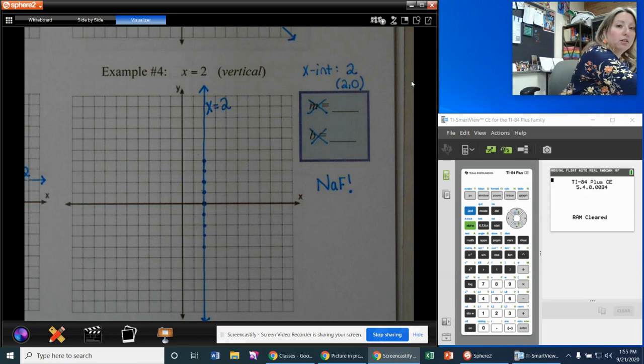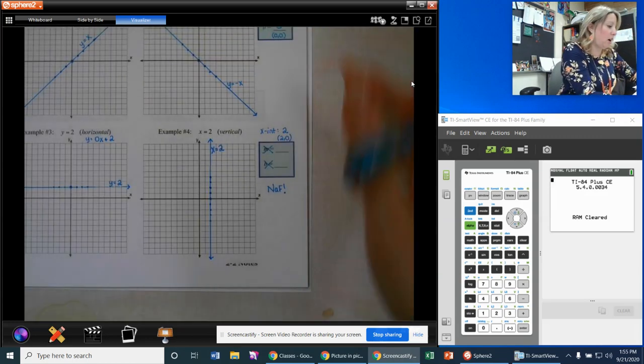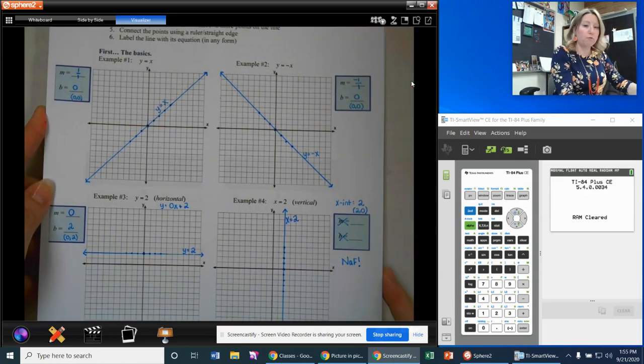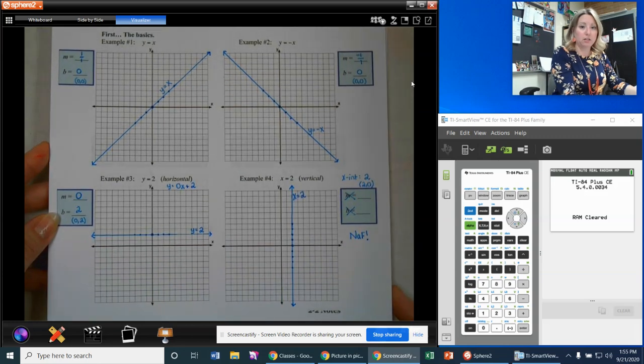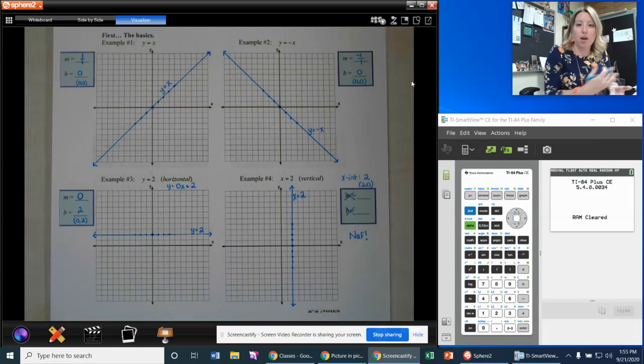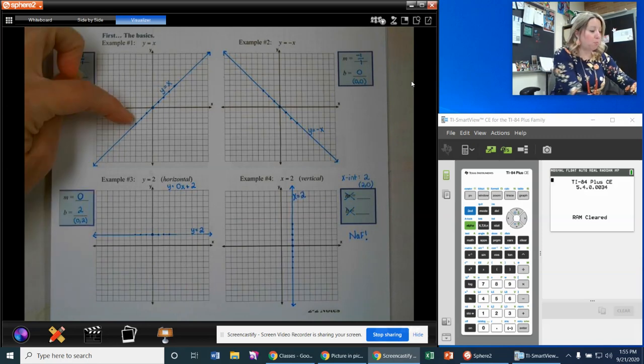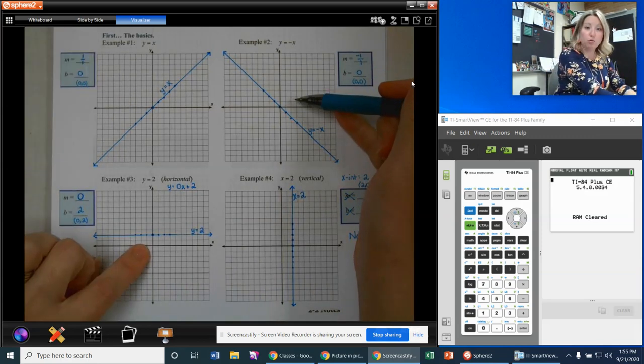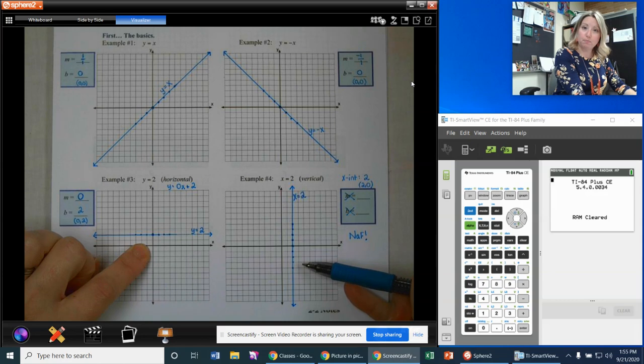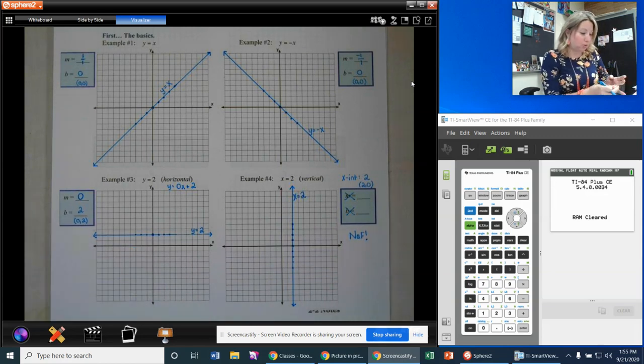All right, great place to stop for a sec and think about it, because I started with 4 very basic line graphs. Positive slope, negative slope, 0 slope, undefined slope. Started very basic with those. So pause, take it in.